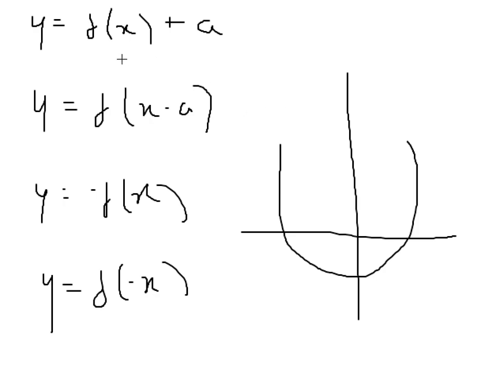Now if you get the transformation y equals f(x) plus a, then it has to be a translation in the y-axis. It's something you're just going to have to learn. So if this was y equals f(x) plus 3, the graph would translate up 3 units.